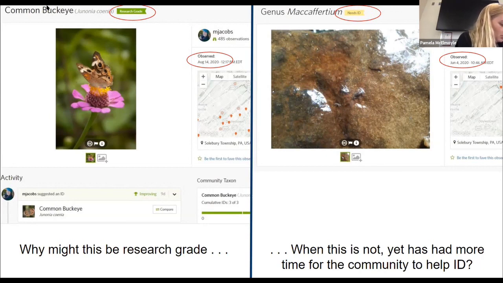Let me see further if I can differentiate. It could also be ones that need ID versus research grade. That's what I was thinking originally. Oh, yeah, I see some that are research grade and some that are not, that need ID yet. Okay, so I think it's the privacy setting, because when you go to that geo-privacy setting that you mentioned, that has private, you can also do obscured, and that just makes it kind of vague. So the location is there, but it's not exact. That could be the difference, but I can find out the exact difference for you.